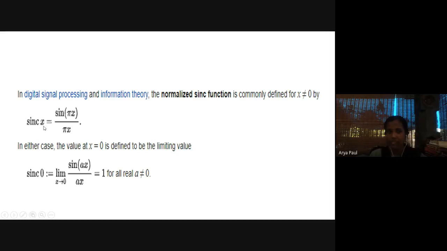So for x not equal to 0, sinc x will be sine pi x by pi x. Otherwise, for x equal to 0, the value will be 1. So always at x equal to 0, the value of the sinc function will be 1, and at x not equal to 0, the value of sinc will be sine pi x by pi x. I hope this is clear.